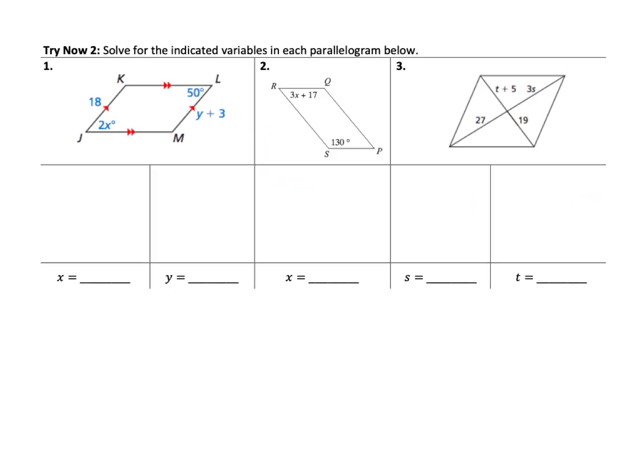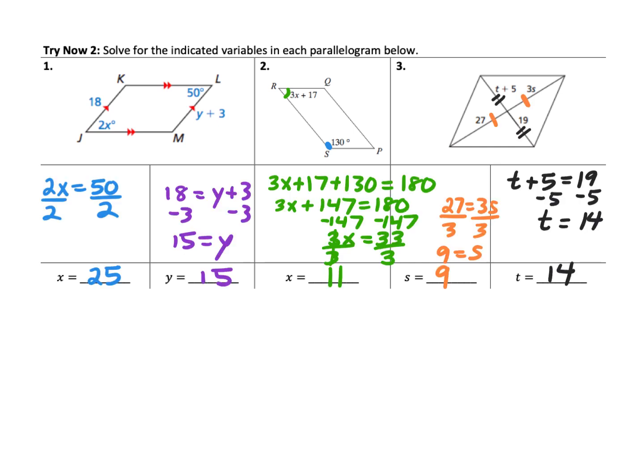Here's a quick try now for you to try on your own. It uses all of the properties of parallelograms that we discussed today. Note that on number 2, that 3x plus 17 is with angle R, and the 130 is with angle S. Please pause your video now and give this a try. When you hit play again, the answer will be posted. So here is your solution. You can check out the work that I've shown.